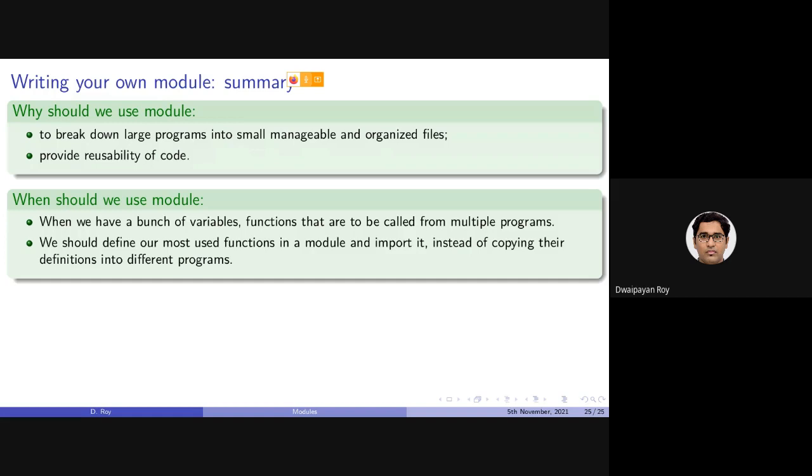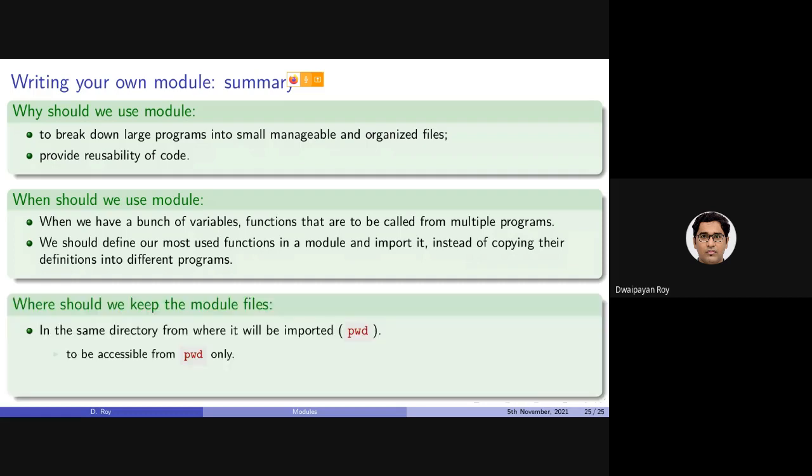We need to name it something.py, and we can import that module or use that .py file as a module. But note that to use any Python program as a module, the name of the program should not be any Python reserved word. That is, while.py or for.py will be a valid Python program, a standalone Python program, but it will not be a valid module.